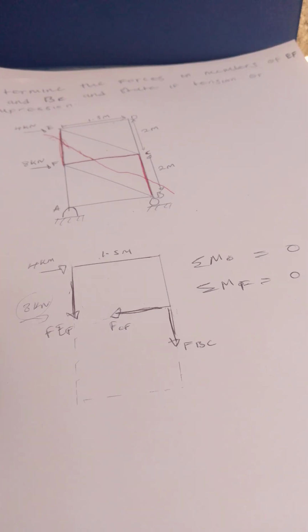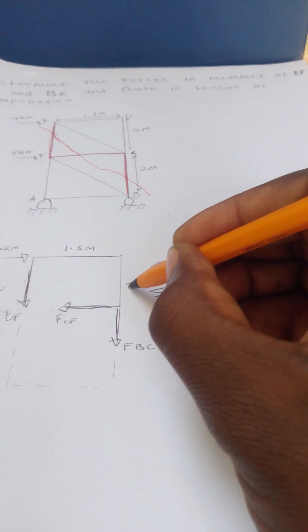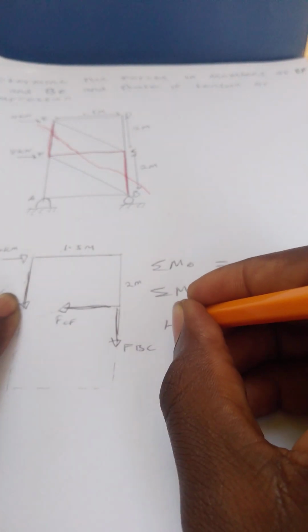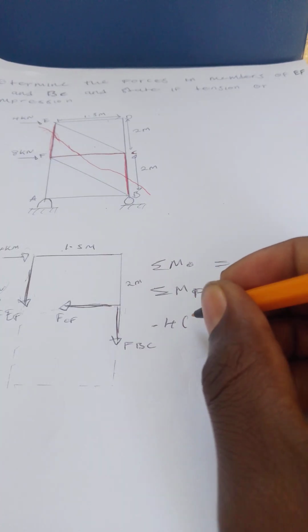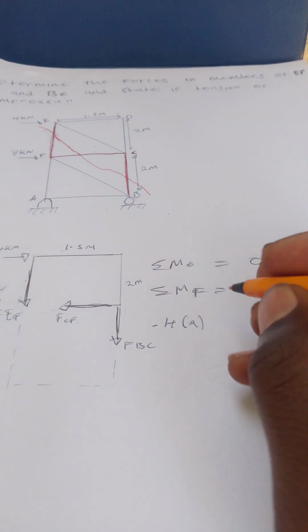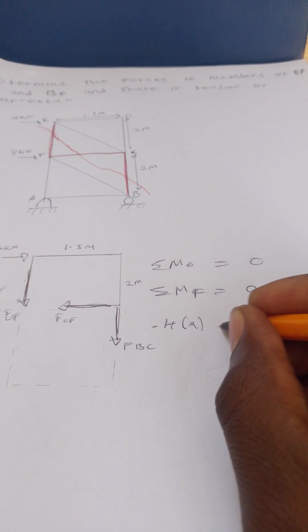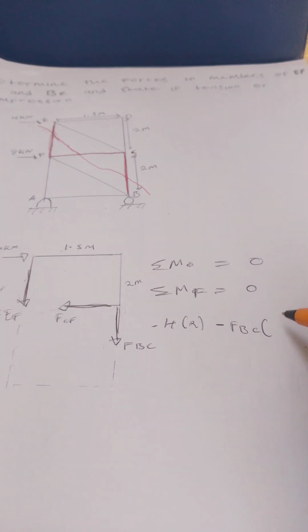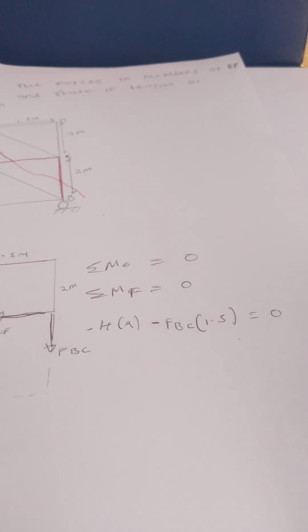So we are going to make some equations. We also have this distance here, which is 2 meters. So from the pivot, this force, which is 4, we're going to say 4, it is anticlockwise, so it is negative, times its distance, which is 2. And we also have this one, which is negative FBC, times the distance there, which is 1.5. Then everything we equate to 0.